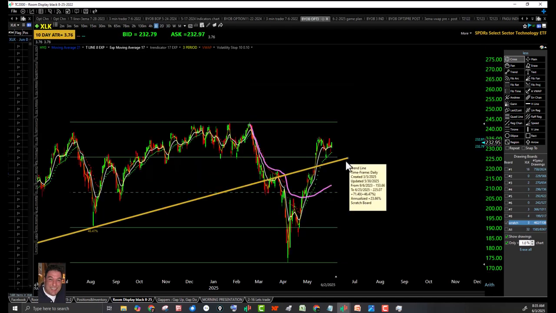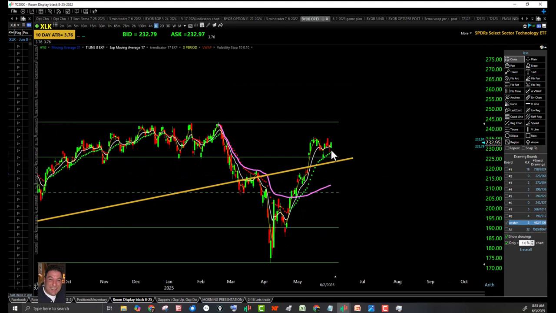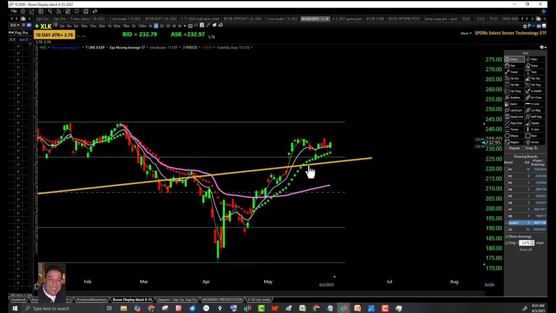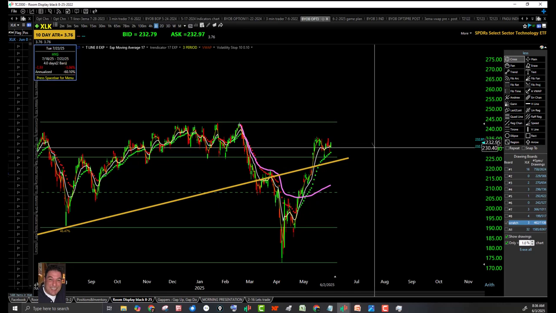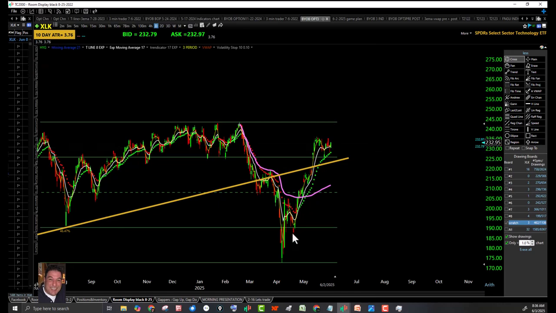XLK. All right, this is closing up over the trap. That's bullish. Over the 17, that's bullish. Over the uptrend line, that's bullish. Over the all-time high anchored VWAP, also bullish. Up here in quadrant 4, that's bullish. Making higher lows and higher highs. So that's bullish right there and in an uptrend.